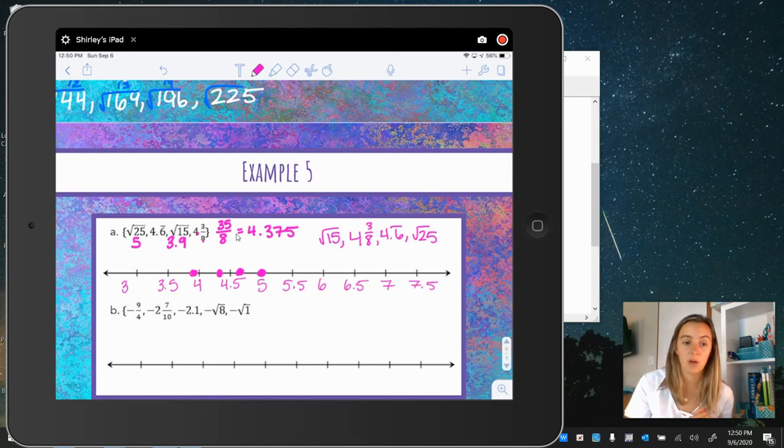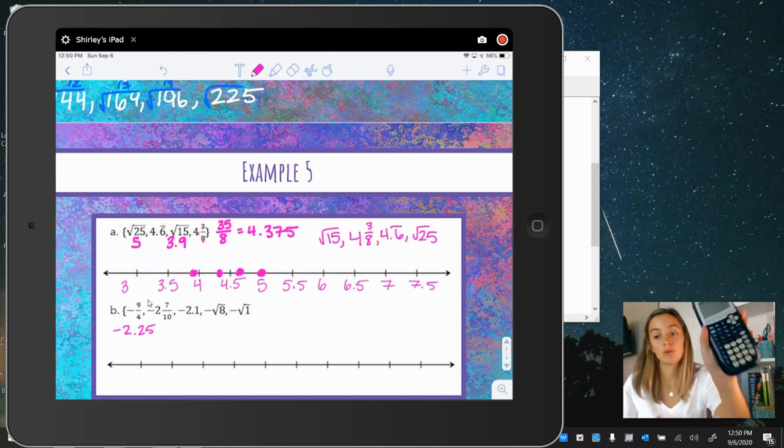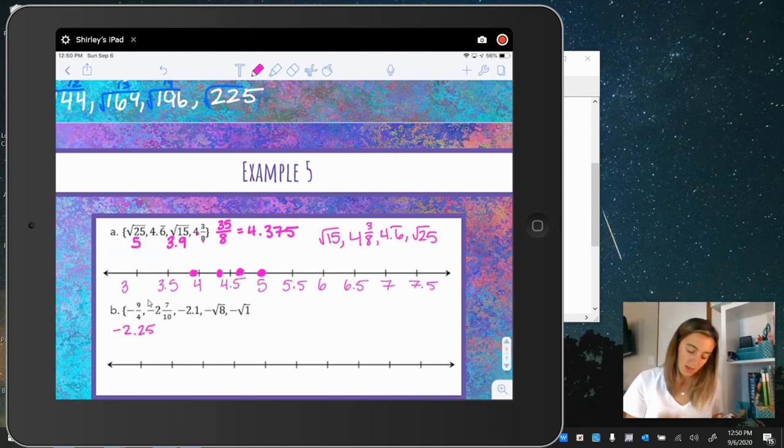Let's change our impropers. So I have negative 9/4. If you want to think about this in your head, 9, if I take 1 away from that, I get 8. So 8 divided by 4 is 2. So I'm going to get negative 2. And then I took 1 away, so that was 1/4 left over. So 1/4 is 0.25, giving negative 2.25. If you want to check it, 9 divided by 4 is 2.25. Negative 2 7/10. Well, I know my tenths are just 0.7, so I'm going to say negative 2.7.